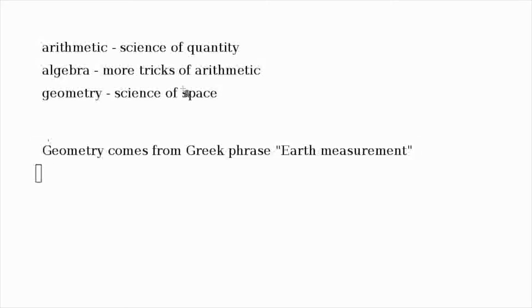Okay, in fact, the word geometry comes from a Greek phrase meaning earth measurement. So geo means earth, and metria is the Greek word for measurement. So obviously they were measuring the land, the earth, and that was how they interpreted what geometry was. Now, of course, today we've expanded it to include much more than just measuring farmland sizes. But anyway, you get the idea.